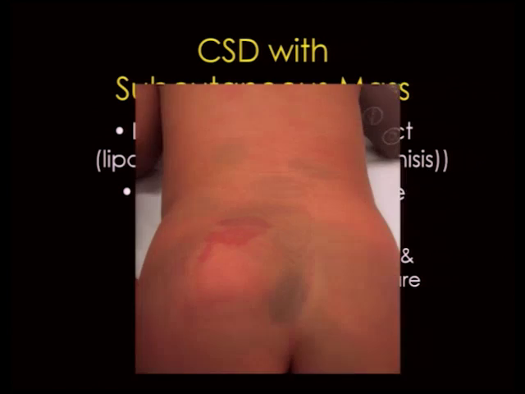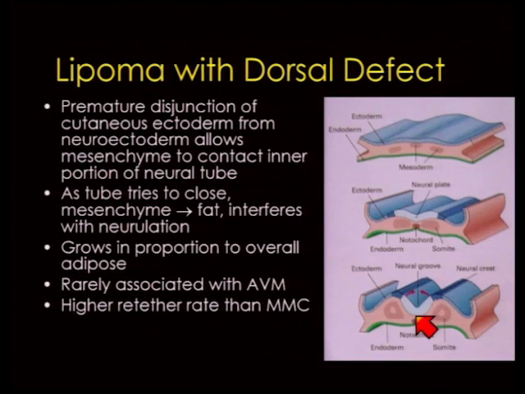And so this is what we're talking about, a patient with a closed spinal dysraphism with a subcutaneous mass. There are cutaneous stigmata that indicate to the clinician that there's been an abnormality in the process of tubulation, of primary neurulation, that should raise the concern that there's an underlying spinal dysraphism.